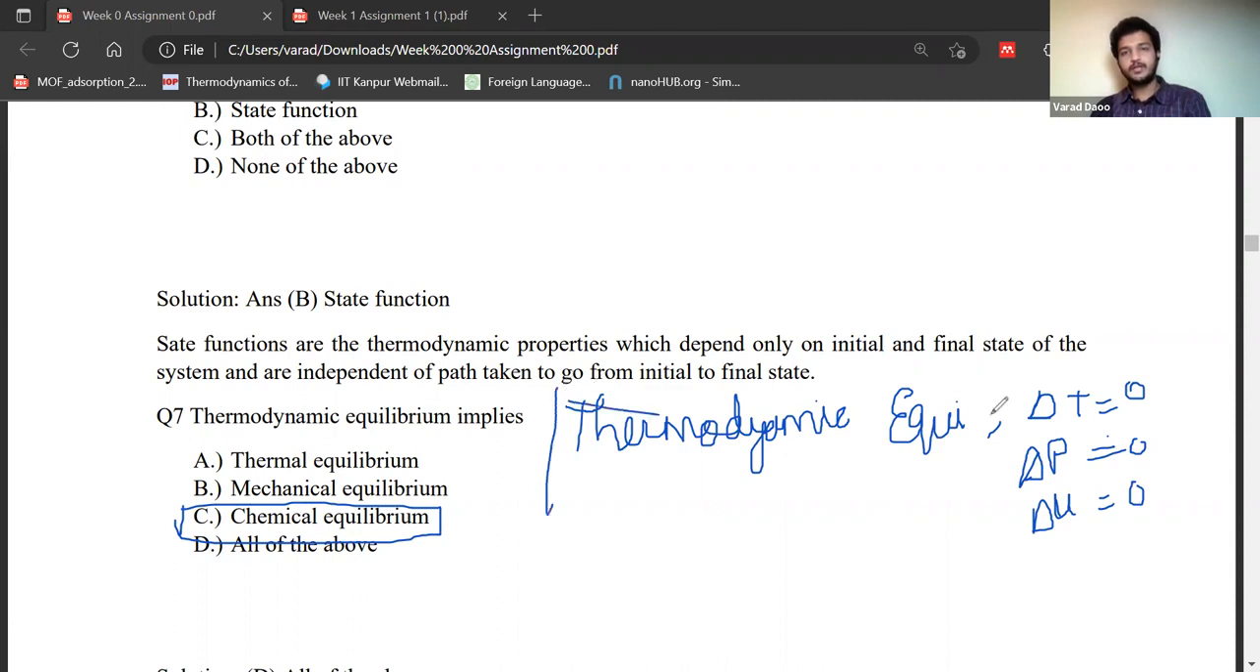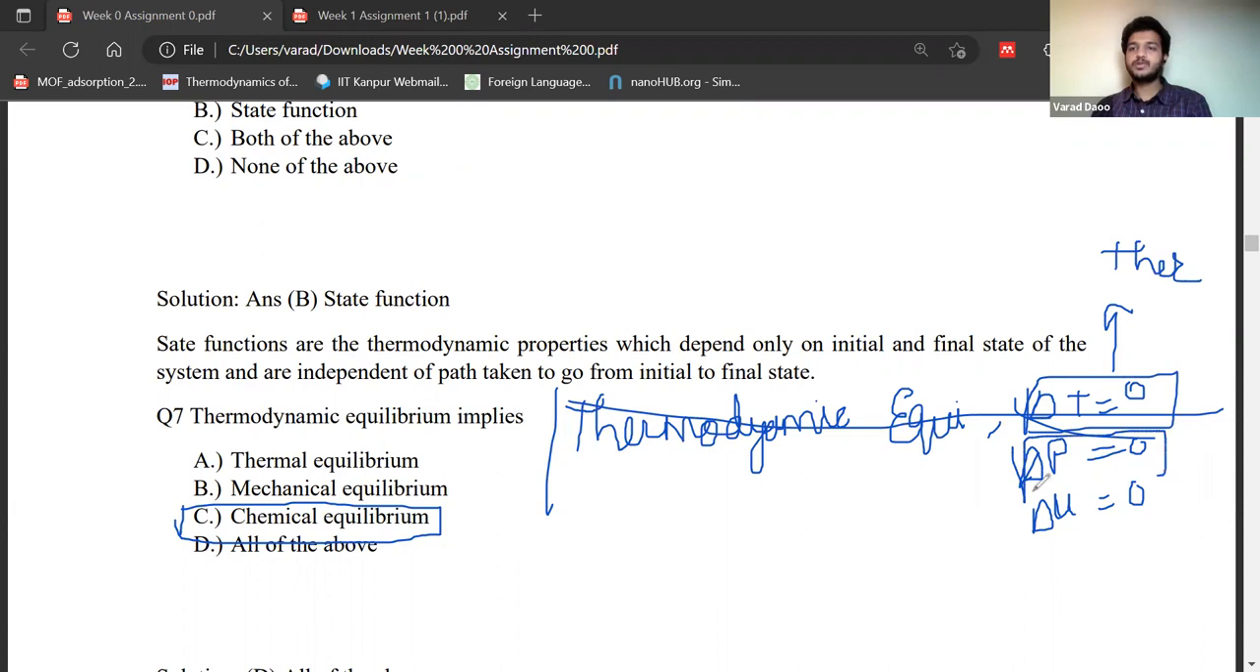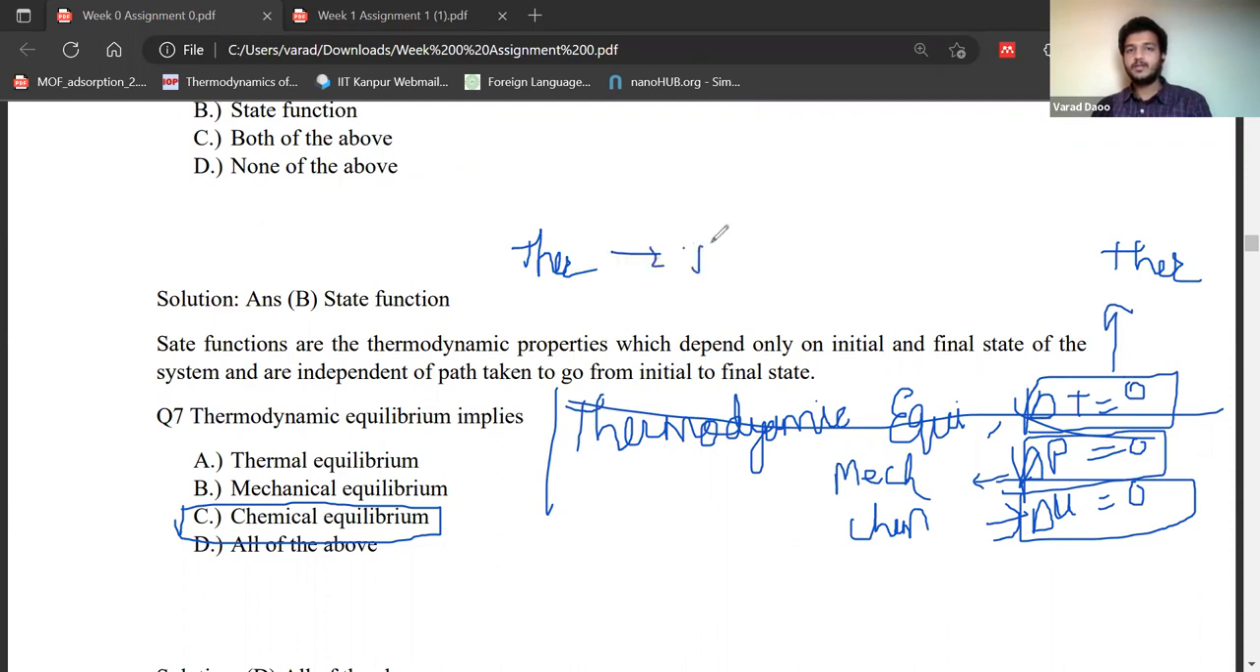So thermodynamic equilibrium implies delta T is equal to 0, delta P is equal to 0, and delta mu is equal to 0, right? Delta T equal to 0 means what? Thermal equilibrium. Delta P equal to 0 means mechanical equilibrium. And delta mu equal to 0 means chemical equilibrium. So thermodynamic equilibrium means thermal equilibrium plus mechanical equilibrium plus chemical equilibrium.